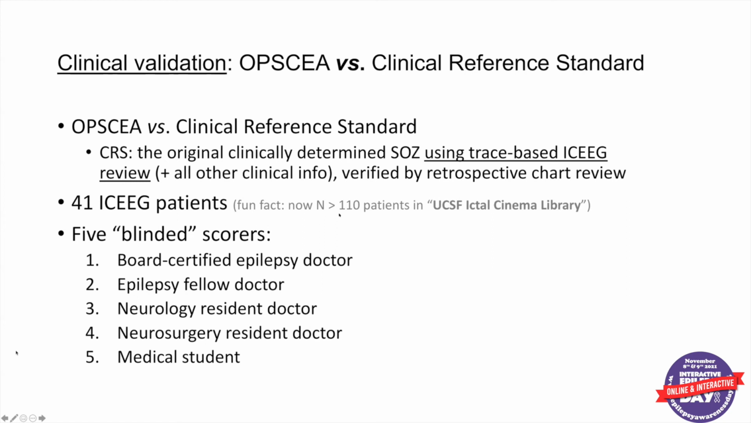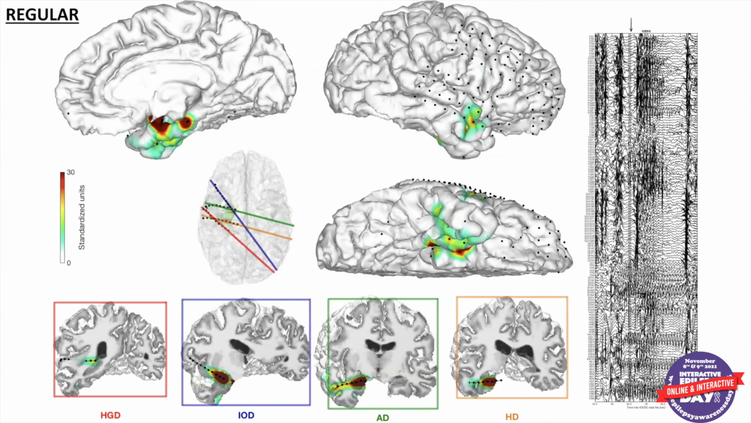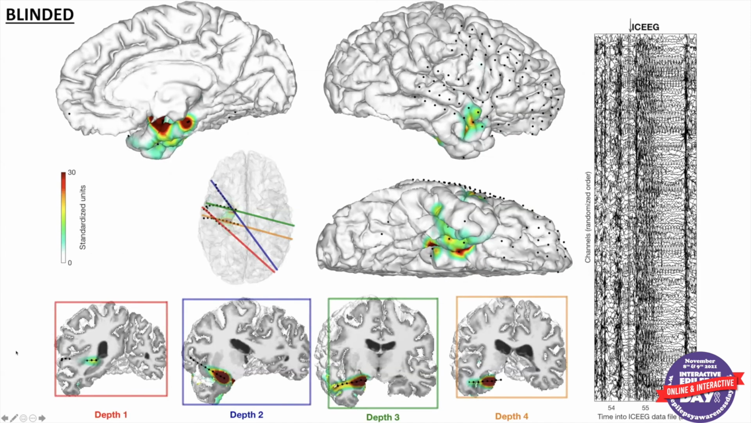And a fun fact, we now have over 100, it's actually over 115 patients in our Ictal Cinema library of videos of patients' seizures like this. And this is kind of what they saw, except they saw the blinded version where this channel order was randomized.